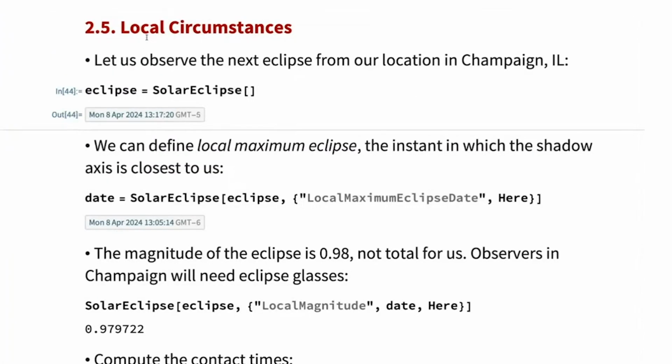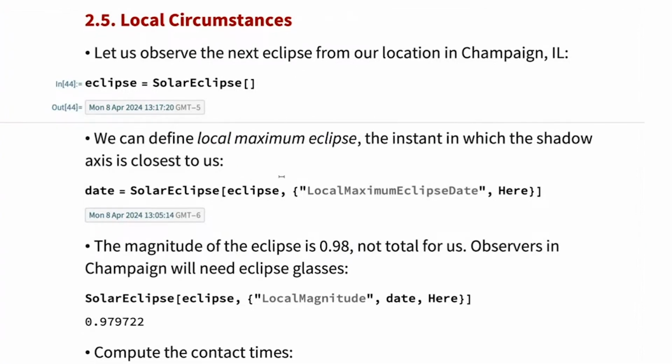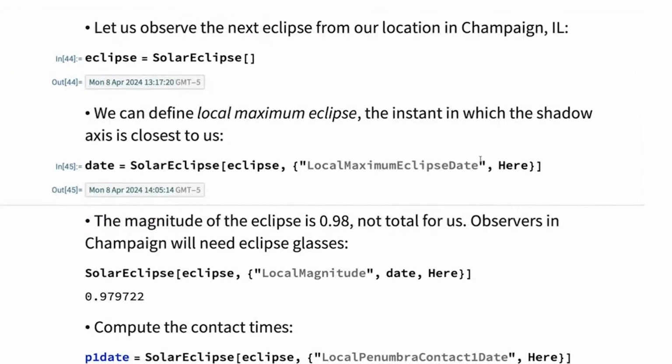Local circumstances. So how do you compute local circumstances, local properties? You have to specify where you are observing or when you are observing. For example, if I observe from Champaign, when is the next eclipse going to have a maximum? That will give me the second, right? So this doesn't mean it's totality. It's just the best moment to watch the eclipse.